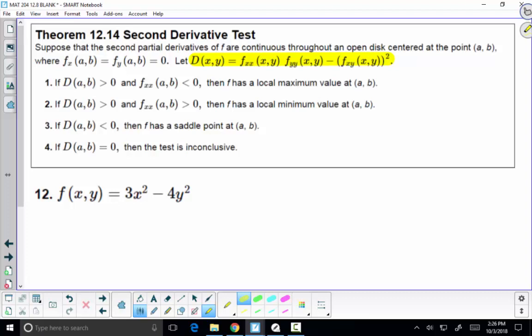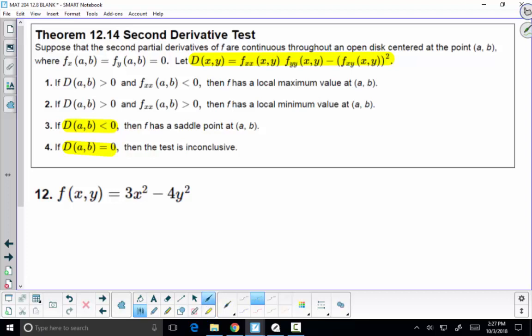Start from the bottom. D equals 0, test is inconclusive. So that means the critical point could correspond to a max, it could correspond to a min, it could correspond to a saddle point. This test is not figuring it out though. So we'd have to do something else. D less than 0, then we have a saddle point. Let's take what Grant said and see if we can figure out why D would be less than 0 if we have a saddle point.